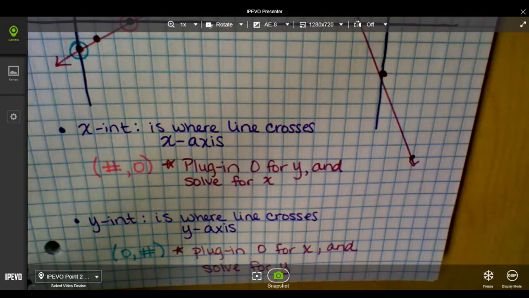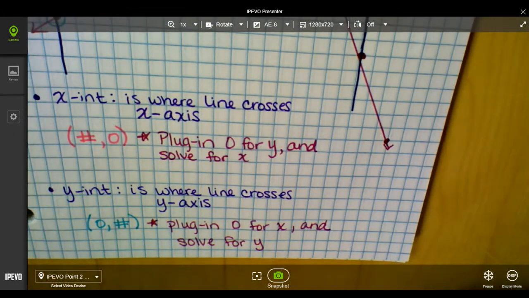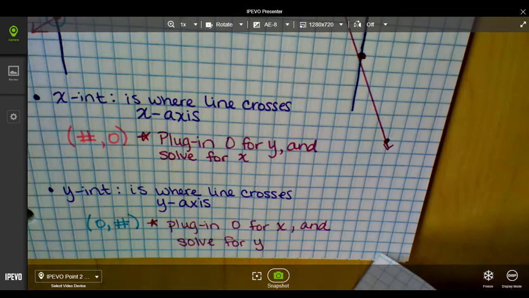Okay, I'm going to stop this video right here, and then the next video will be actually graphing by intercepts in both standard form and slope-intercept form.